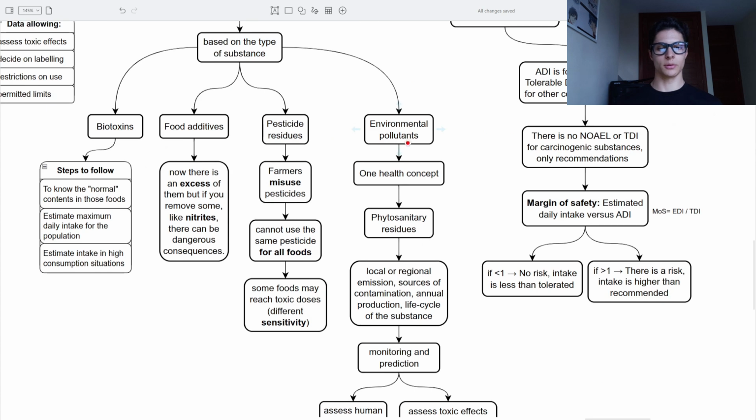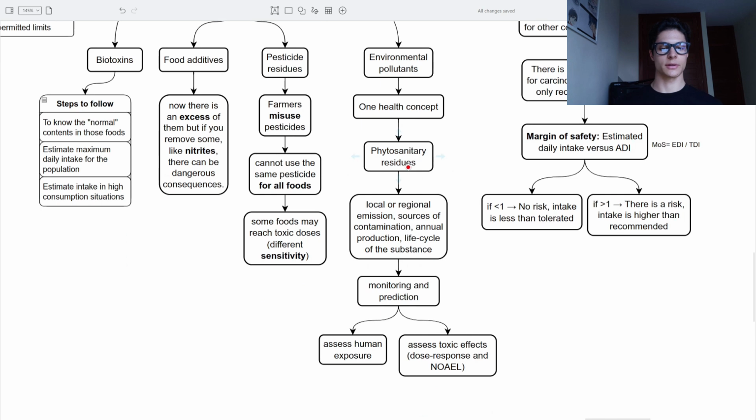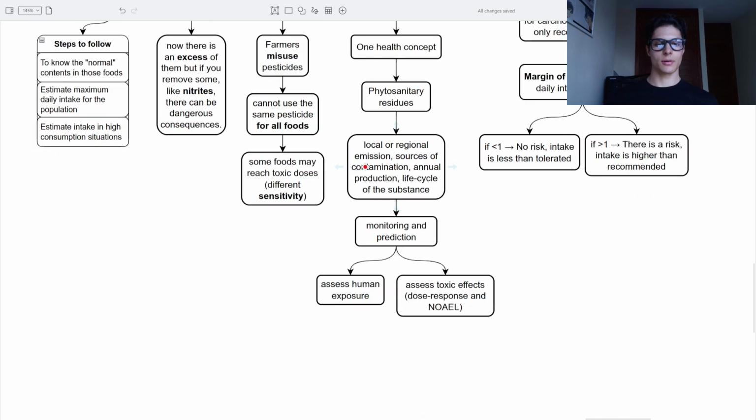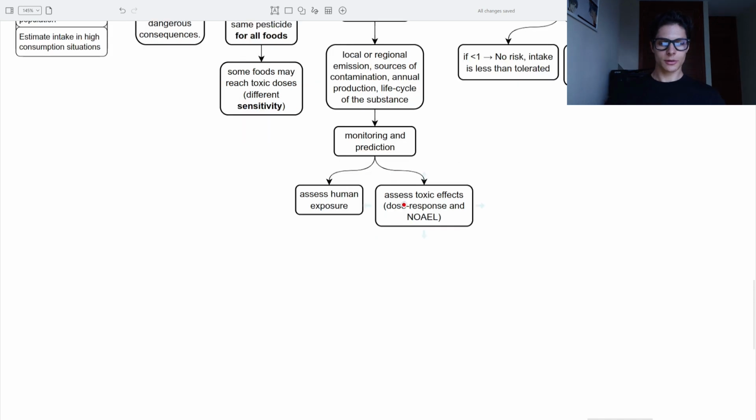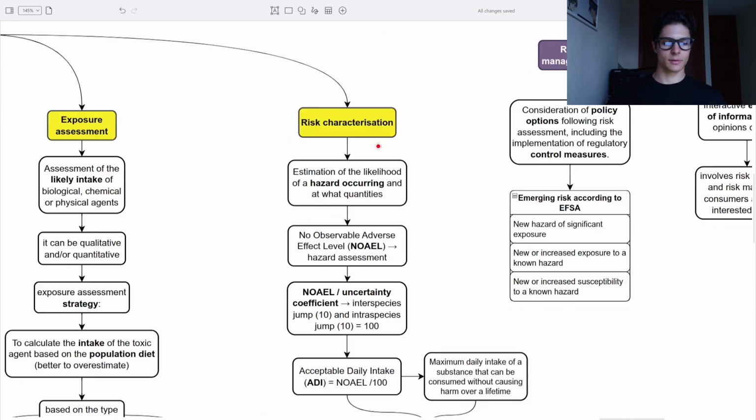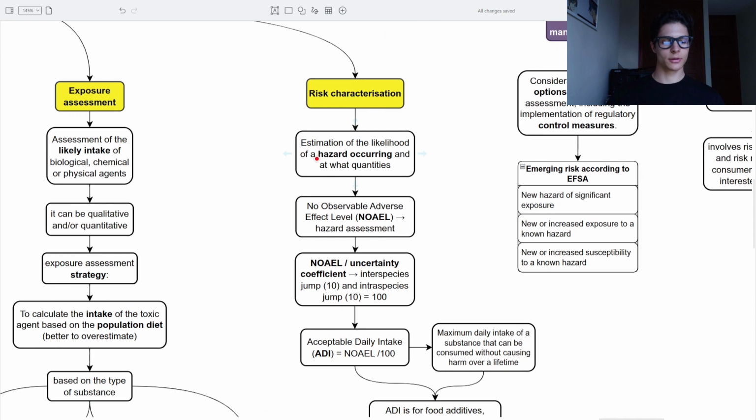And then environmental pollutant. Here we follow the One Health concept, and we talk about phytosanitary residues. There can be local or regional emissions. Sources of contamination may differ. Annual production and the life cycle of the substance is understood here. There is a monitoring and prediction to assess the human exposure and also assess the toxic effects, so to calculate the dose response and the NOAEL, which is something we are going to view right now. In the risk characterization, which is the estimation of the likelihood of a hazard occurring and at what quantities.